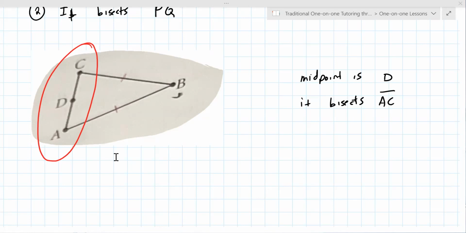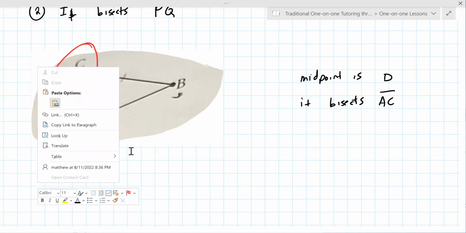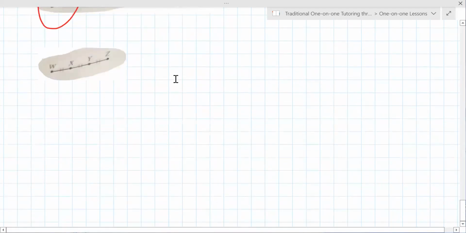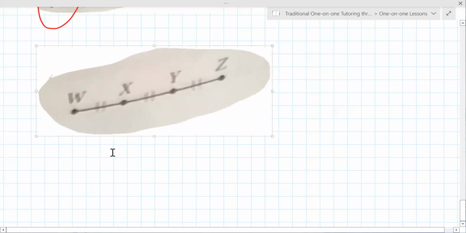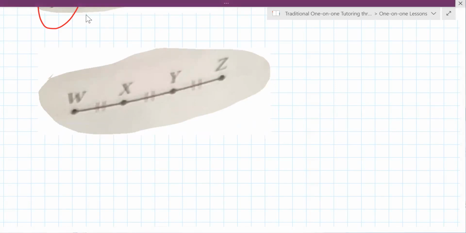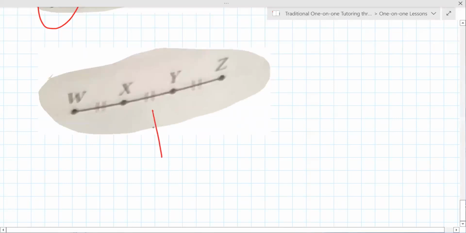Okay, got it down. Okay, let's look at the one in the middle here. This one is a little bit awkward. I'll just be very direct here. If you look at W to Z, you would say that the midpoint is right there. Do you agree with that? It's right there. That's the midpoint. Yeah, there's no specific letter. But there's no point there.